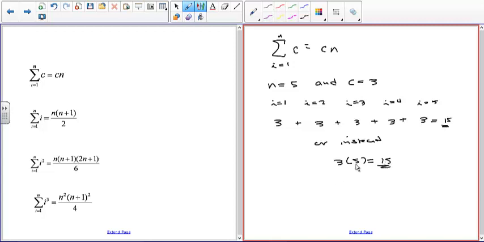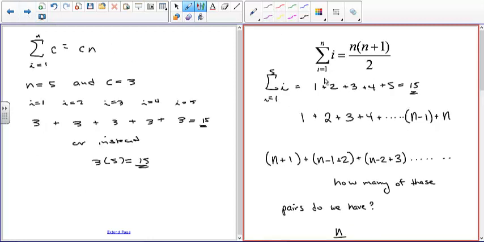In this case, this is a little less work, but if I were adding 3 100 times, that would take a while if I did 3 plus 3 plus 3 plus 3 plus 3. And I didn't think about, well, it's 3 times 100. So this one's kind of trivial in its result. Okay, let's go to the next one.